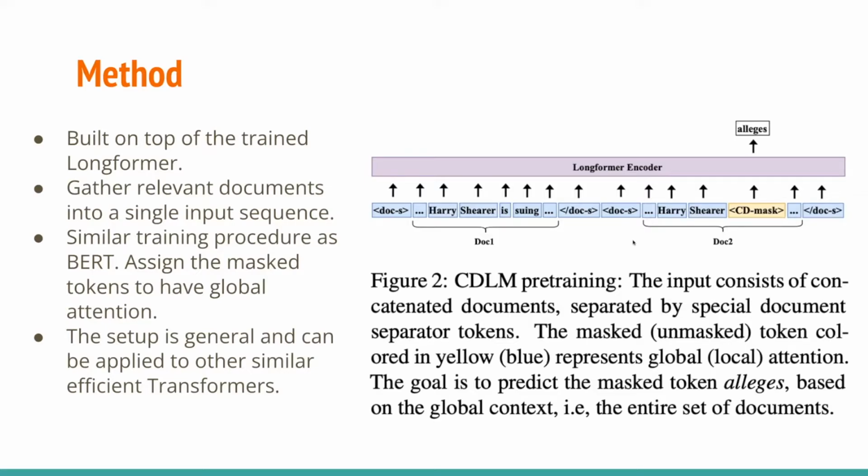Just like separating sentences in BERT. And the training is also very similar to the training procedure of BERT. The task is simply the masked language modeling task, but cross-document. You only mask the token in one document, and the model is trying to rely on the other documents to unmask the masked token. And they assign global attention to those cross-document masked tokens, so that the masked token can attend to any other unmasked tokens.